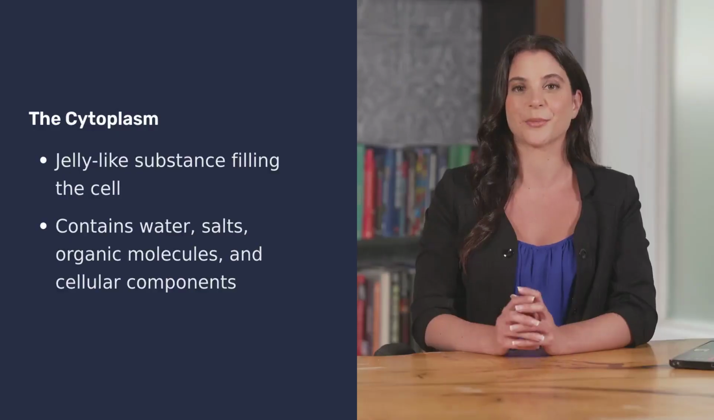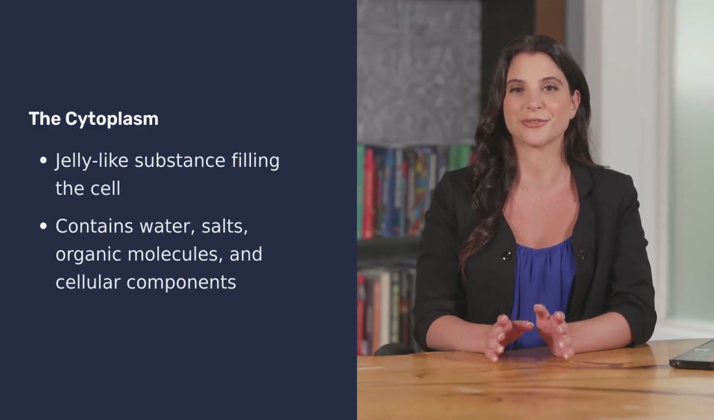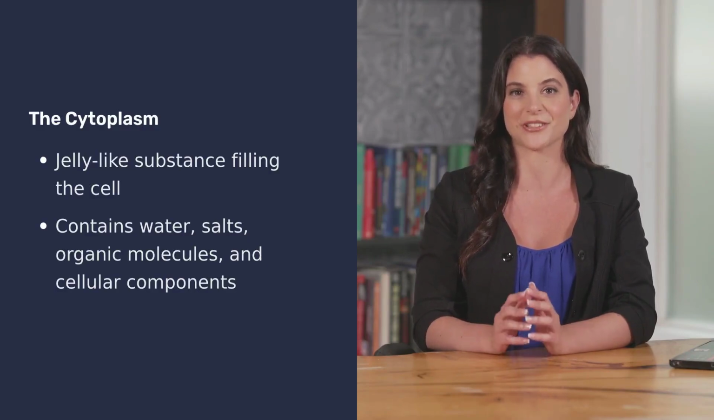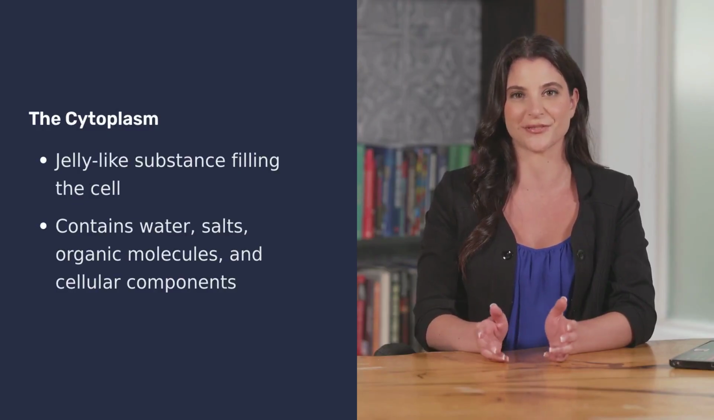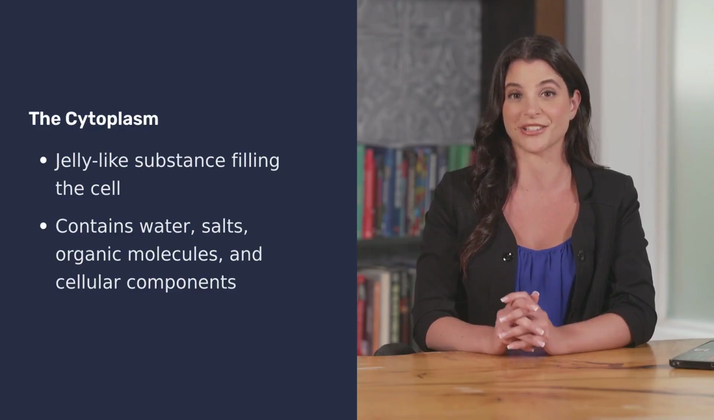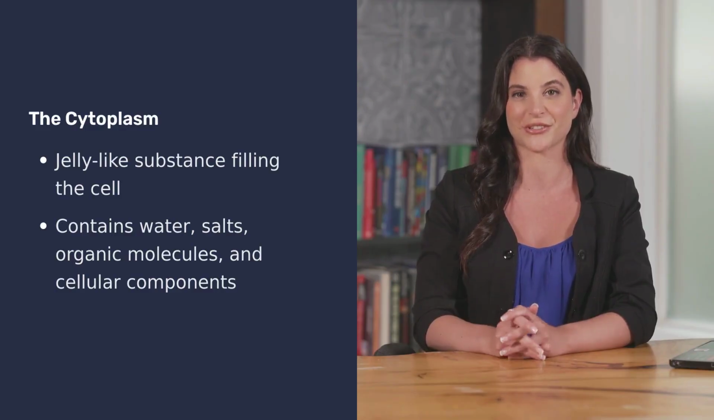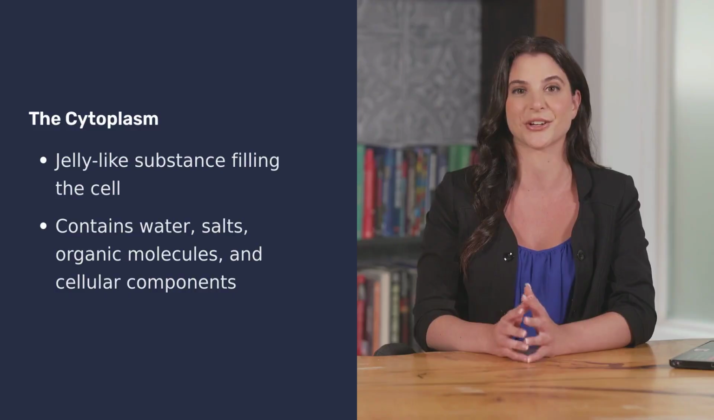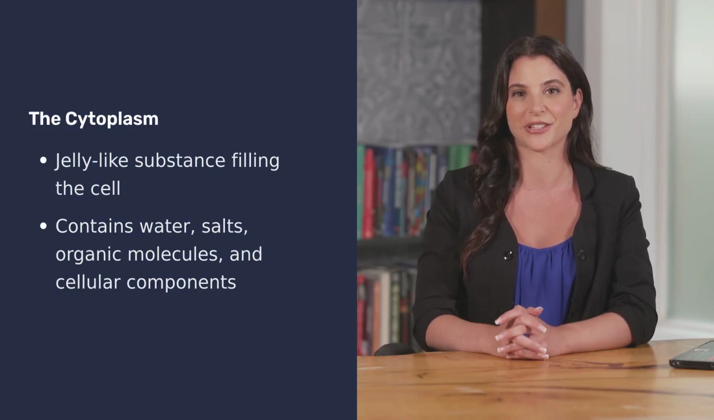Moving inside the cell membrane, we find the cytoplasm. This is the jelly-like substance that fills the cell, encompassing all the internal components. It's an aqueous solution, mostly water, but it's also rich in dissolved salts, organic molecules like proteins, carbohydrates, and lipids, and various other cellular structures. Think of it as the bustling internal environment where most cellular activities occur.